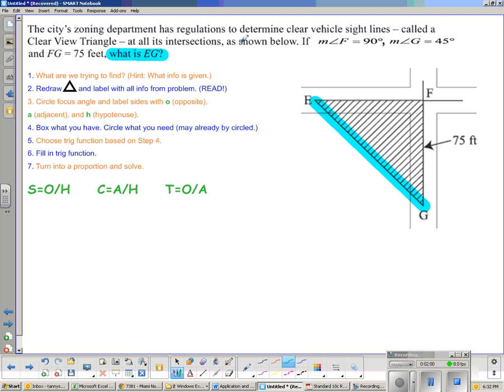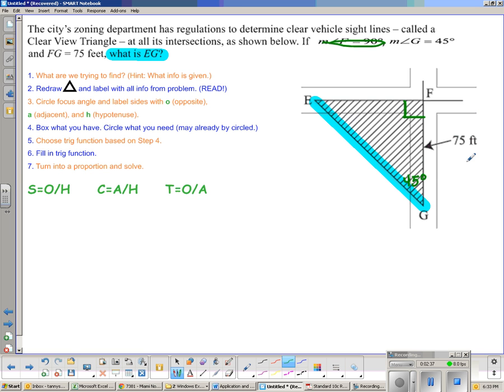So I'm going to label with all the information in the figure. In the problem, I see the measure of angle F is 90 degrees. It's not labeled, so I'm going to go ahead and put the box in here. Make that a little darker. Okay, so therefore that makes this a right triangle. Moving further, let me cross this off. The measure of angle G is 45 degrees, so let me put a 45 in here. Okay, and the measure of FG, which is a side, is 75 feet. They actually had that one labeled already.